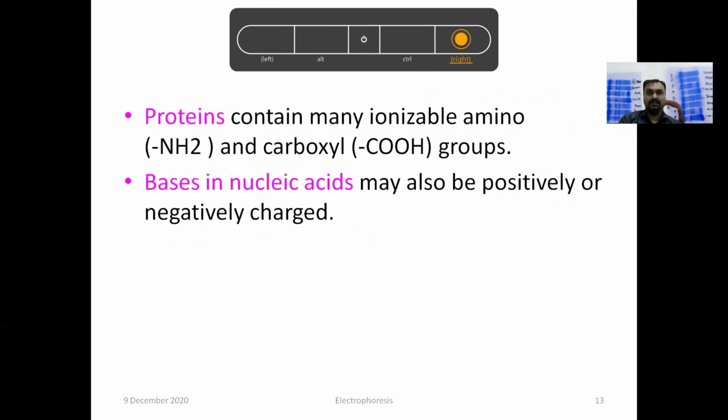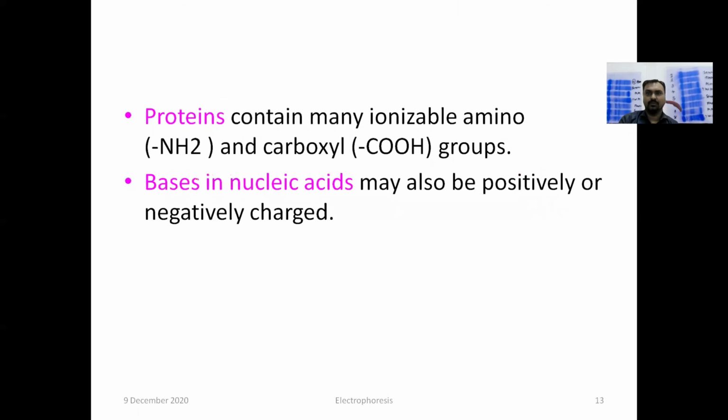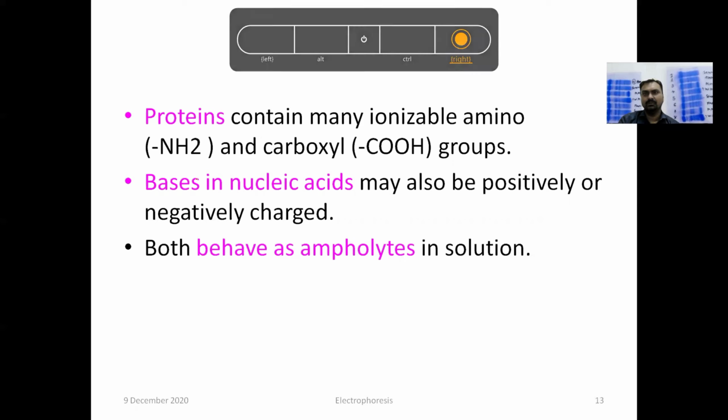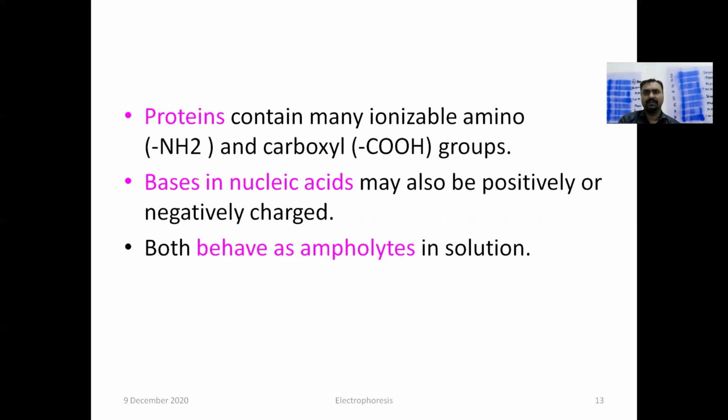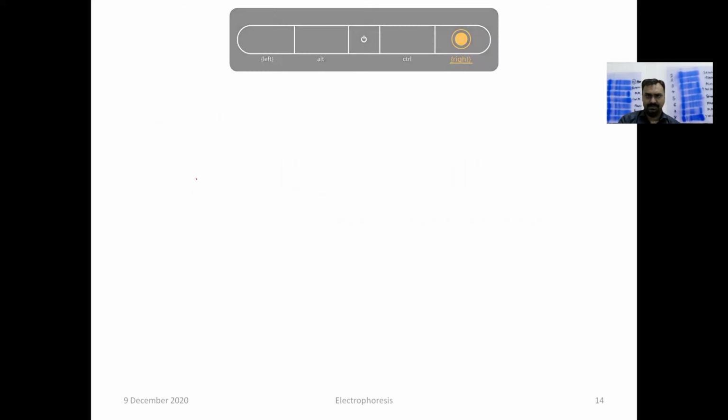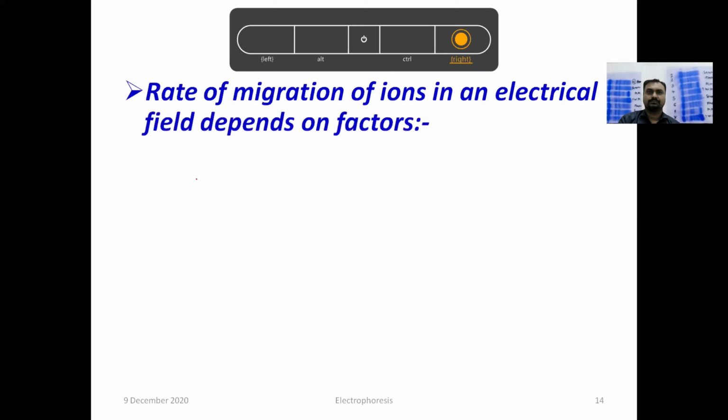Clear? So proteins, as they contain amino groups that are positively charged and carboxyl groups which are negatively charged, will have a different mobility in the electrical field. Same as nucleic acids, they are also positively charged as well as negatively charged. So they behave as ampholytes, and based on their pH, we can separate the molecules.